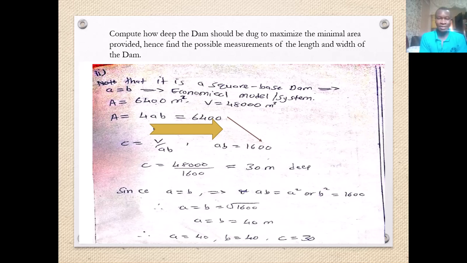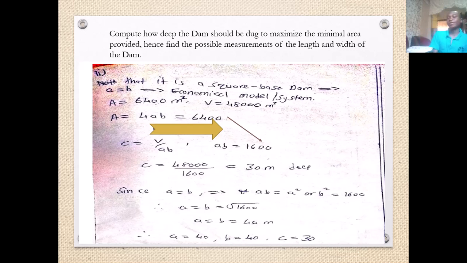So then C, which is the height, is expressed as V over AB. We were given the volume of the capacity as 48,000 meters cubed. Now what we are going to do, we are just going to substitute V and the value of AB into the expression of that height, and then we are going to have 48,000 over 1600, and then C is going to be 30 meters deep.